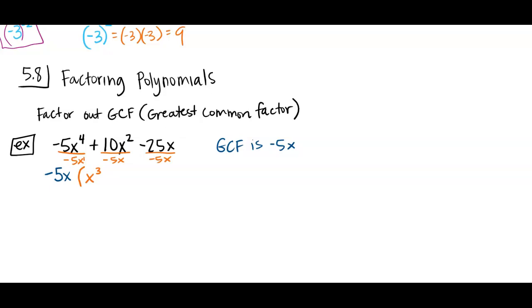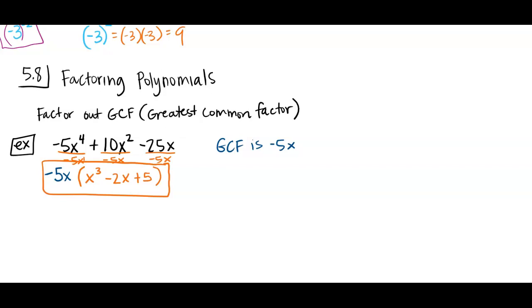Okay, let's look at the next term. If I divide this term by negative 5x, 10 divided by negative 5 is negative 2, and x squared divided by x is just x. For my last term, I'm dividing by negative 5, so negative 25 divided by negative 5 is a positive 5, and the x's divide out. This is what I would be left with for my answer. Make sure you keep that negative 5x as part of your answer. That's your GCF part, these are your leftovers, but together they make your answer.